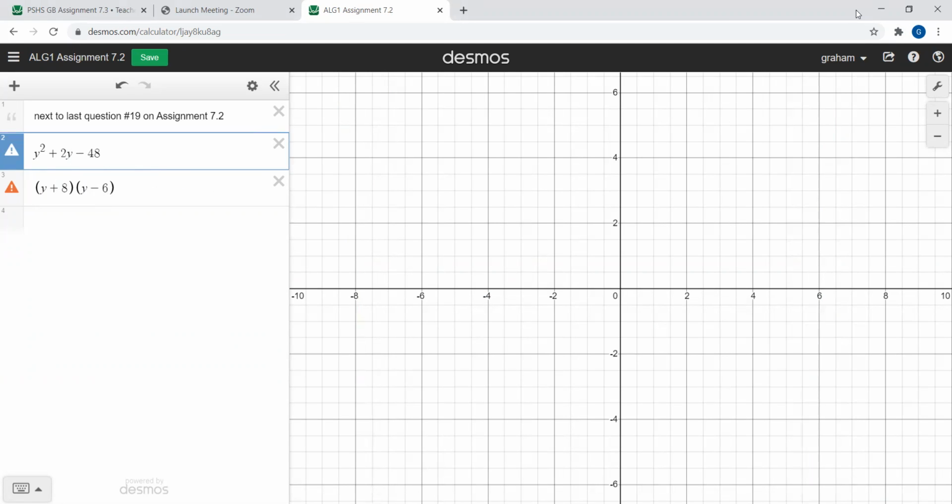That's it for this. That's 3 of the questions. That should help you to go ahead and do the rest of them. And we'll also revisit this idea in lesson 7.3.